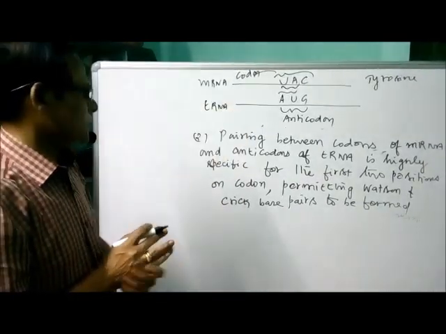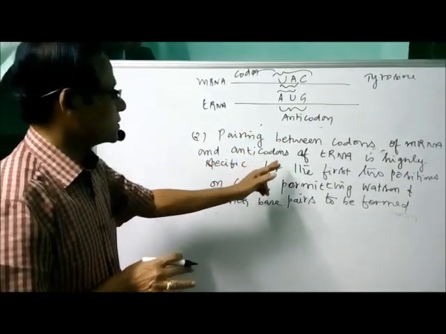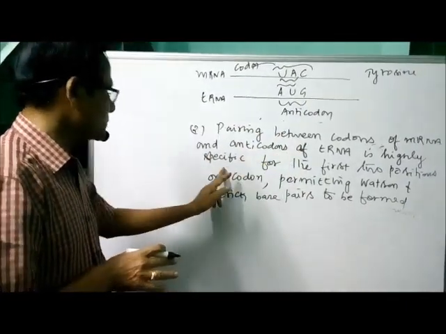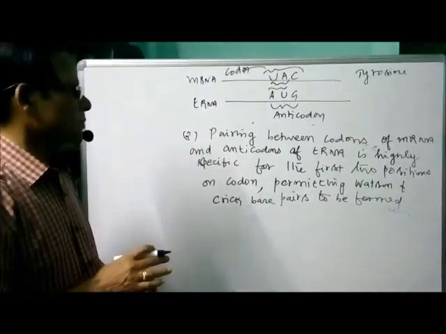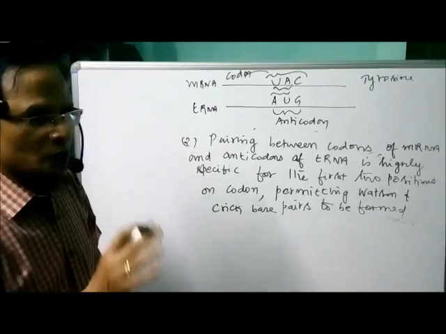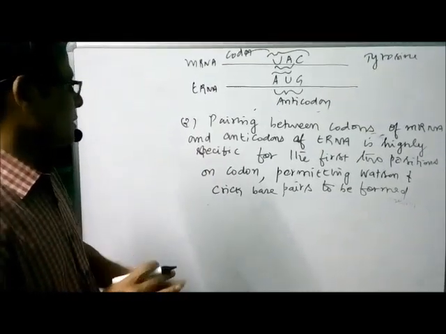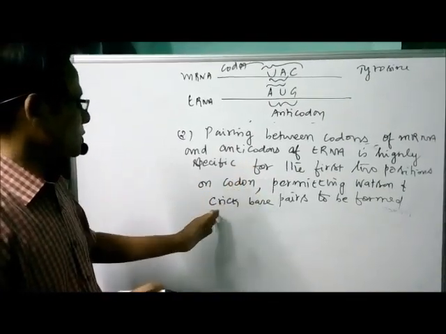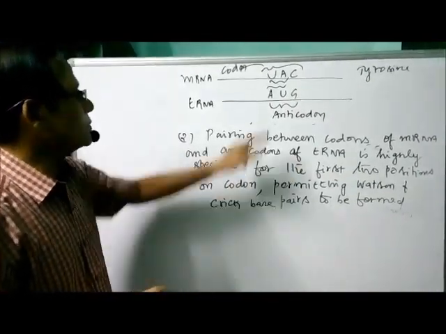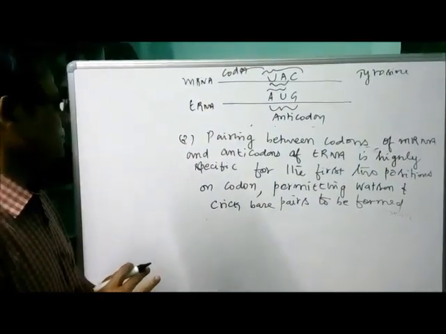Whereas the third position in the pairing between codons of mRNA and anticodons of tRNA is different. For the first two positions, 1 and 2, there is no change. If you have A in the codon, definitely A is there in the anticodon, permitting Watson and Crick base pairs to be formed. So the base pair is formed based on the Watson-Crick model.